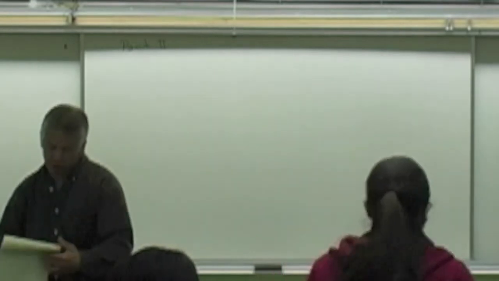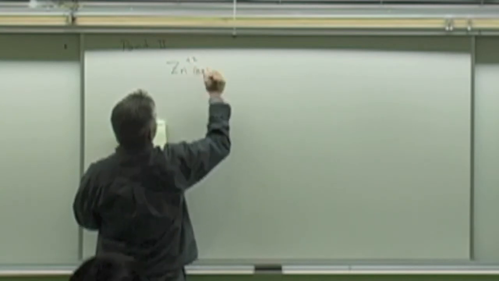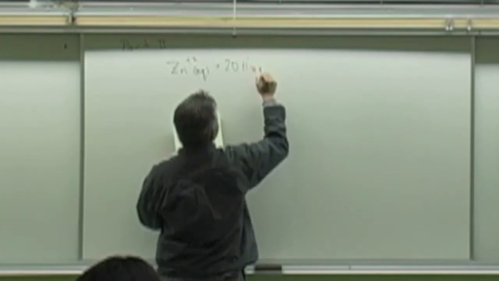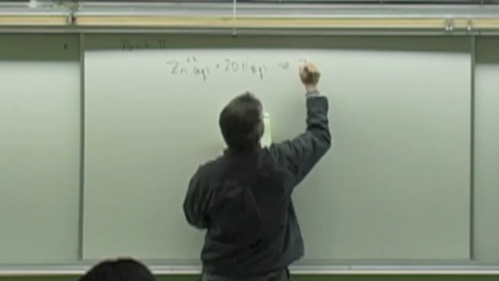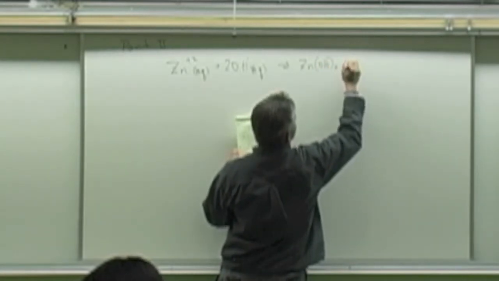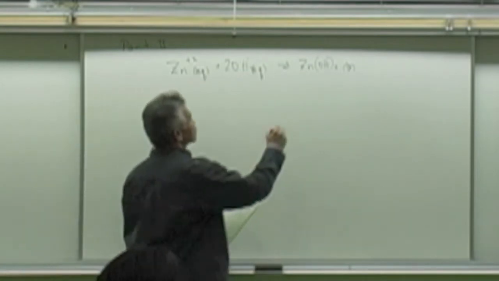Part 2. You always want to write the reaction of interest because you want to know what's going on. This particular reaction is zinc ions, aqueous, plus hydroxide ions, aqueous, goes to zinc hydroxide. In this particular case, it's a solid. And the solid is a white precipitate. It's a white precipitate.